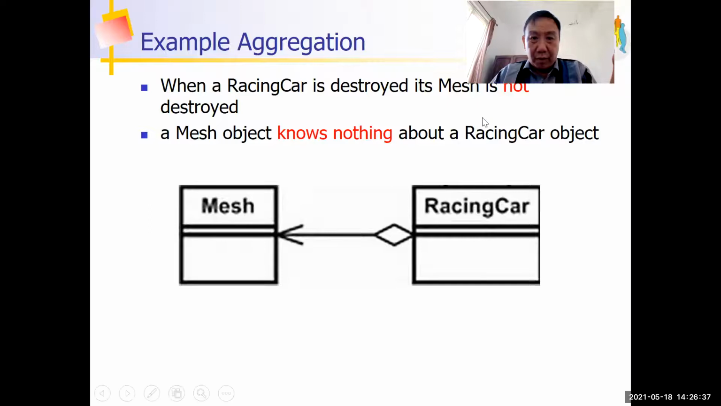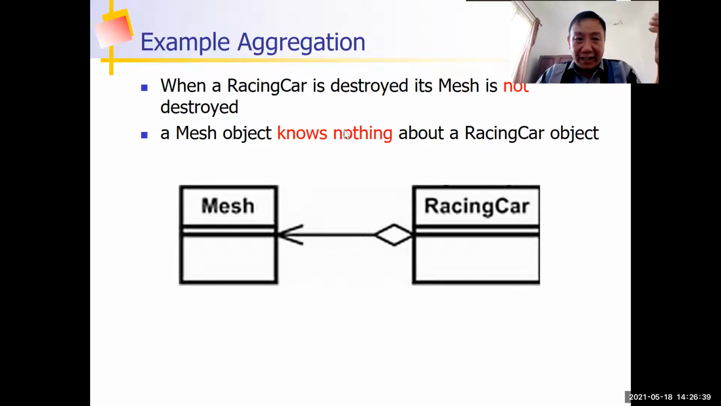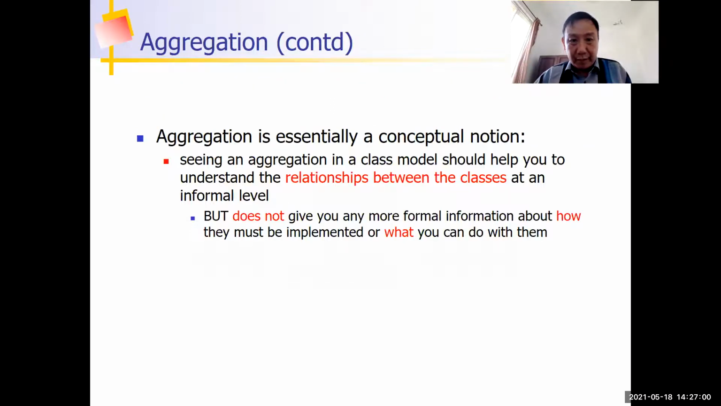So now, in this example, look at the diamond here. When the racing car is destroyed, the mesh is not destroyed. And the mesh object here knows nothing about the racing car object. So they are really independent, loose coupling. So this is very important.